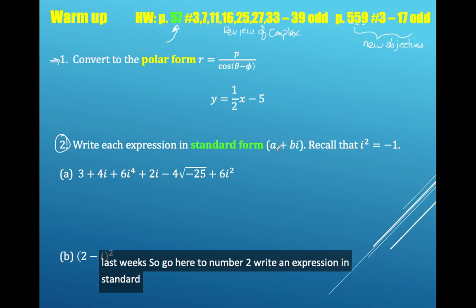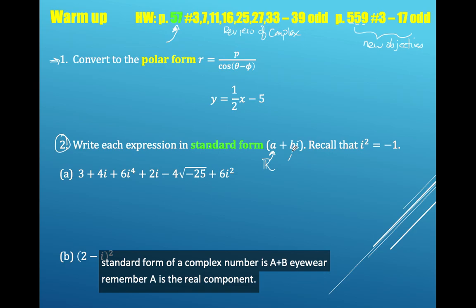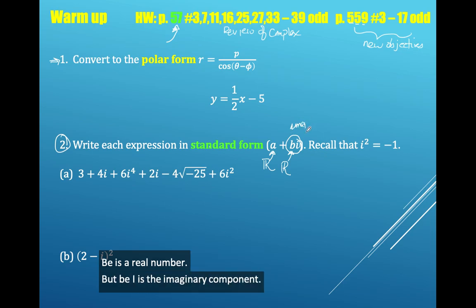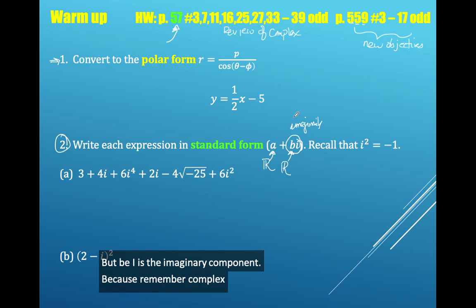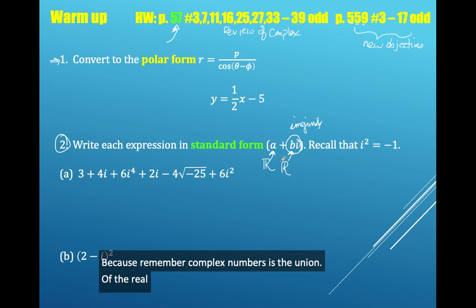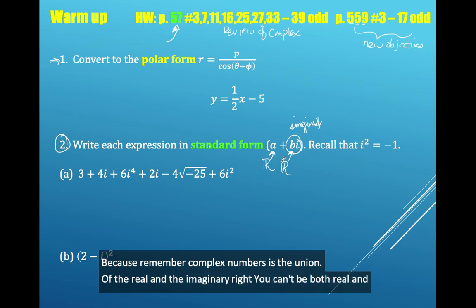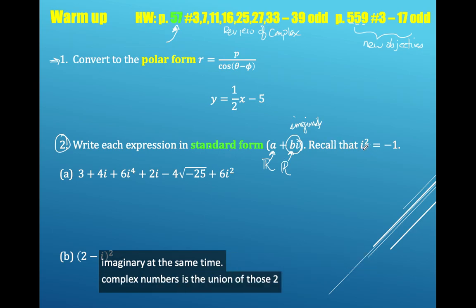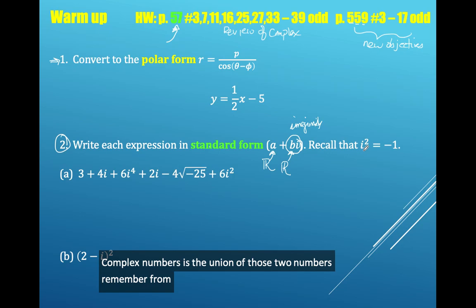Standard form of a complex number is a plus bi, where remember a is the real component, right? b is a real number, but bi is the imaginary component. Because remember, complex numbers is the union of the real and the imaginary, right? You can't be both real and imaginary at the same time. Complex numbers is the union of those two numbers. Remember from AAF that by definition, i squared is equal to -1.